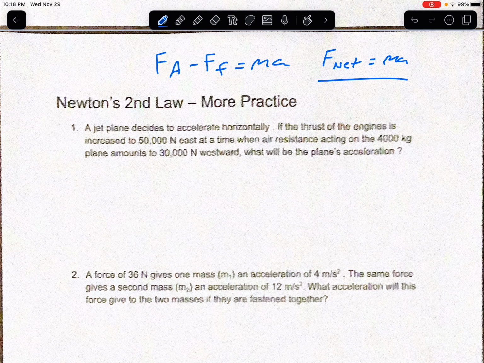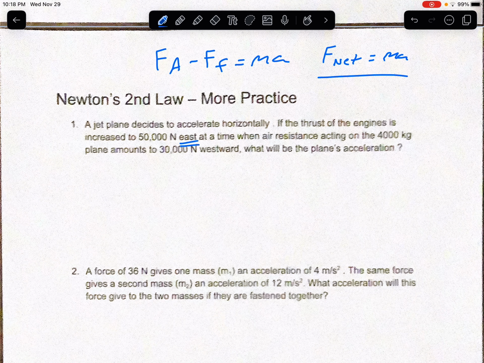Number one, a jet plane decides to accelerate horizontally if the thrust of the engine increased to 50,000 newtons. Newtons means it's a force, so we have to figure out what kind of force it is. And it's going east, so we'll keep an eye on that direction. We're just going to keep reading the problem. If you're ever confused, just keep reading the problem. We can figure out which one's which.